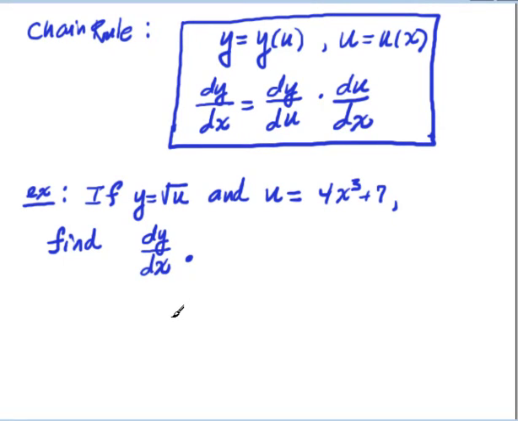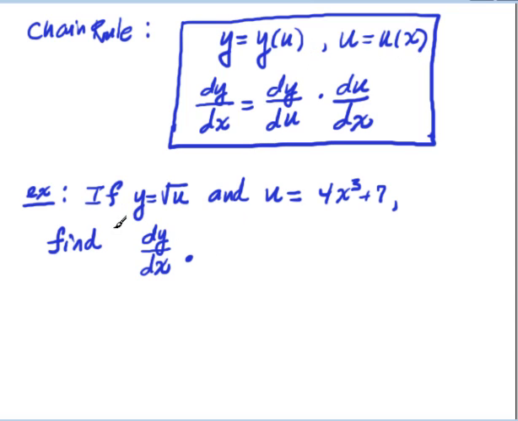Now we're going to do another chain rule problem, but this time I copied over the second form of the chain rule. We're going to use this form of the chain rule. So this says that if y can be written as a function of u, this notation doesn't mean y times u, it means y is a function of u. And u is a function of x. So dy/dx is equal to dy/du, that's the derivative of this, times du/dx, the derivative of this piece.